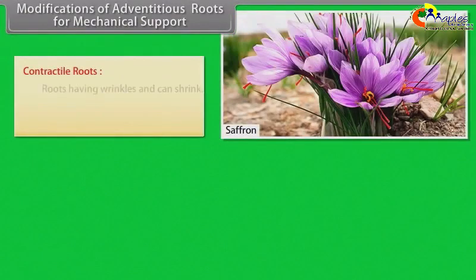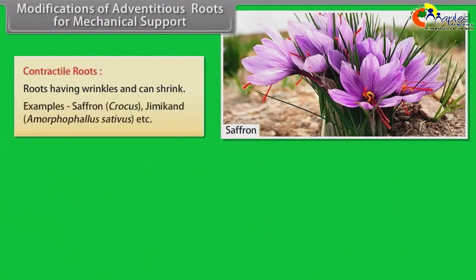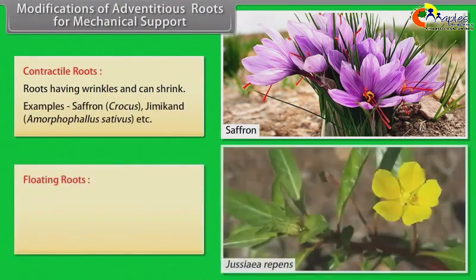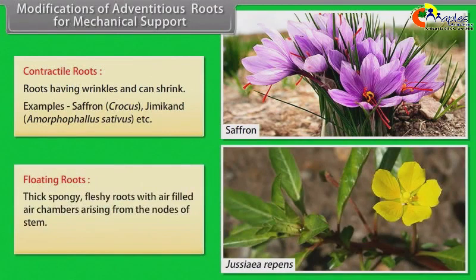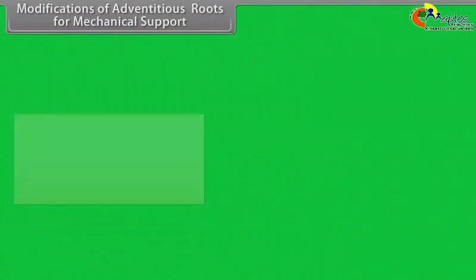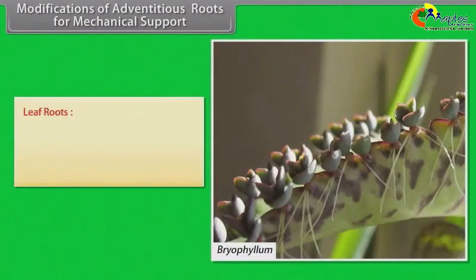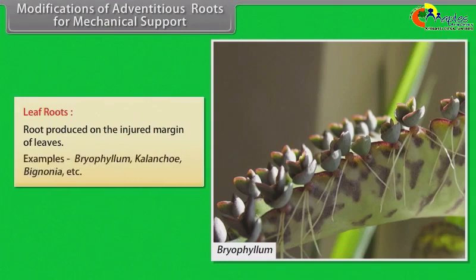Contractile roots. Roots having wrinkles and can shrink. Examples, saffron, jimmycand, etc. Floating roots. Thick, spongy, fleshy roots with air-filled chambers arising from the nodes of stem. Example, Jussiaea repens. Leaf roots. Roots produced on the injured margin of leaves. Examples, Bryophyllum, Bignonia, etc.